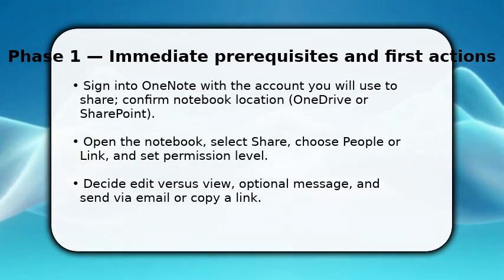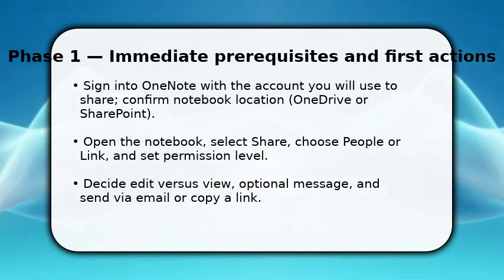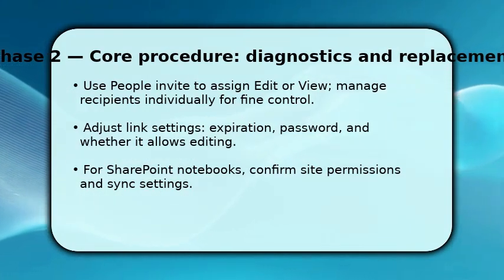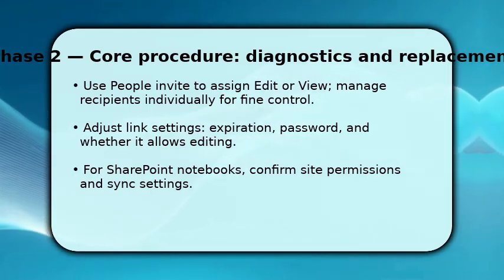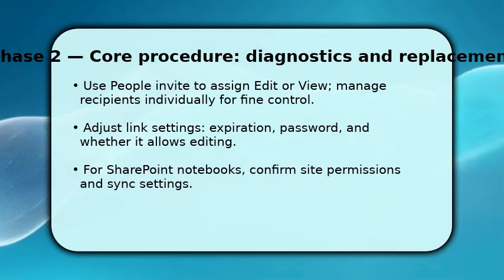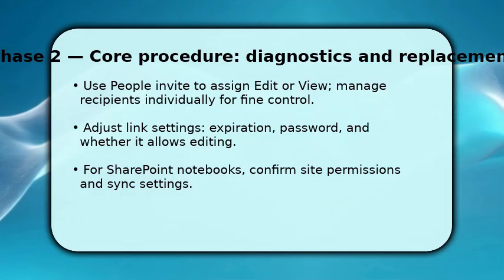Next, you refine permissions so collaboration works smoothly. When inviting people, assign Edit or View per recipient. This avoids accidental changes. If you create a link, adjust link options, set an expiration date, enable a password, and toggle editing rights. For notebooks on SharePoint, make sure the site and library permissions align, and that sync is enabled so changes propagate. Once done, double-check the permission list and notify.